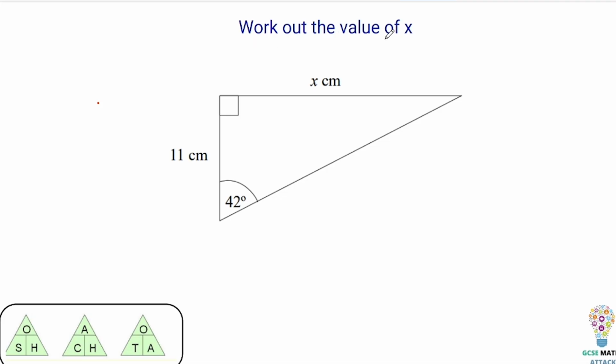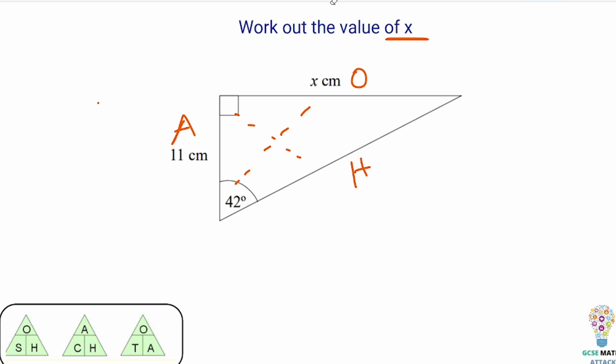Okay guys, work out the value of x. Now the first thing I need to do is label my triangle. So that's O. Okay, so this is opposite the right angle, so this must be hypotenuse, and this is the adjacent. Now if you look at these formulas over here, you got S for sine, C for cos, and T for tan. Remember SOHCAHTOA, if you read it, it's read like this: soh, cah, toa, and that's the way you can memorize the formulas.